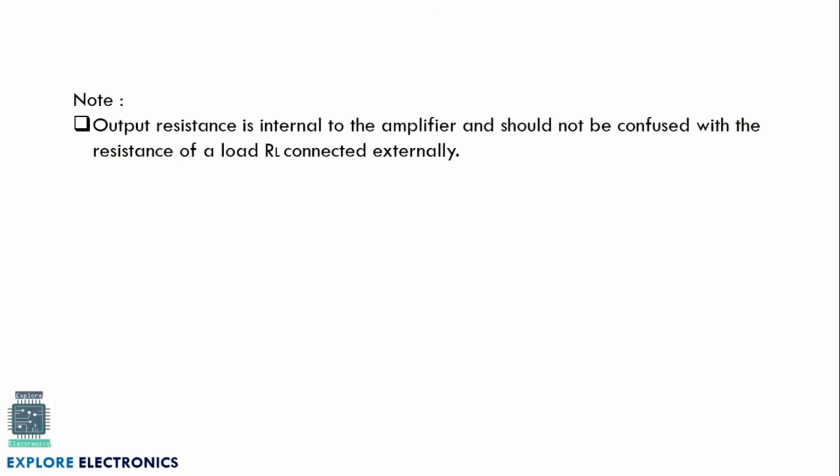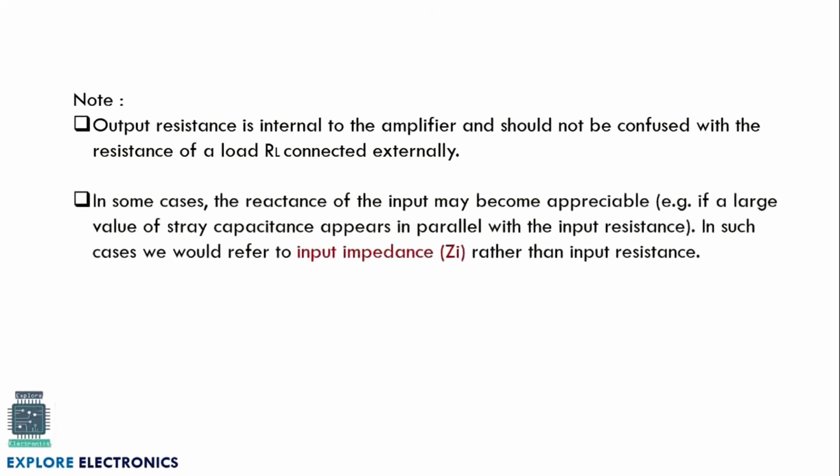So with respect to the resistance, we need to note these points. We are not supposed to get confused with the RL connected in the circuitry. This RL is a load resistance, the resistance of the load that we are going to connect to the output of the amplifier. Output resistance is not the same as RL. Output resistance is internal to the amplifier and RL is external to the amplifier.